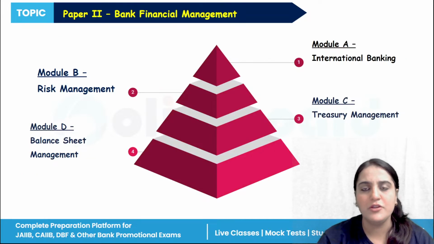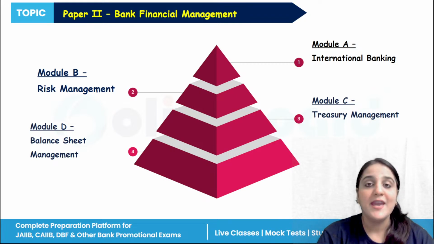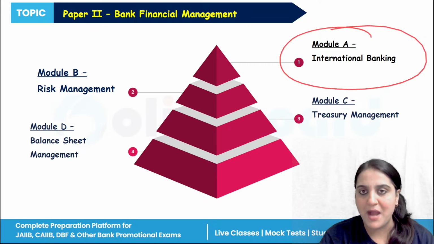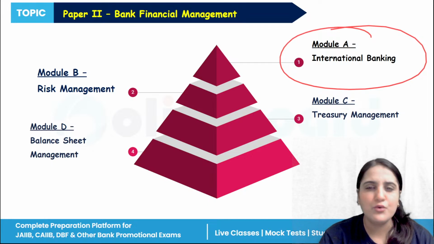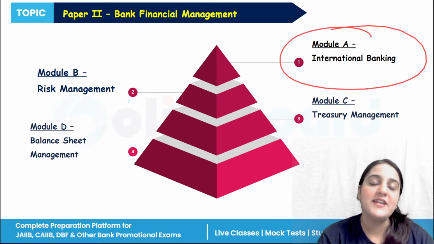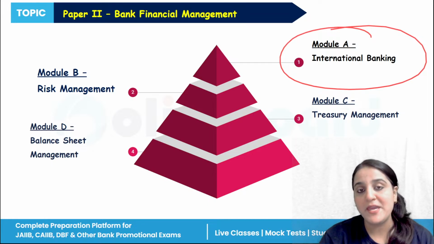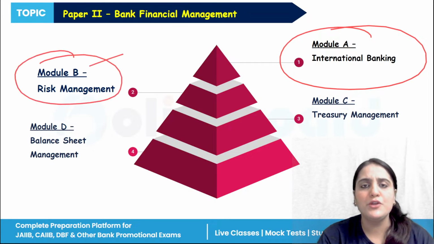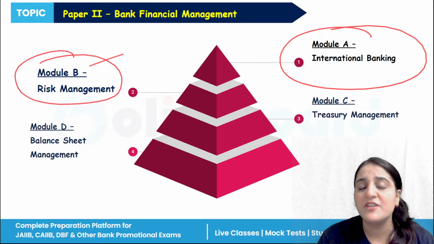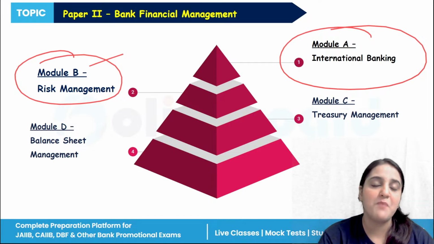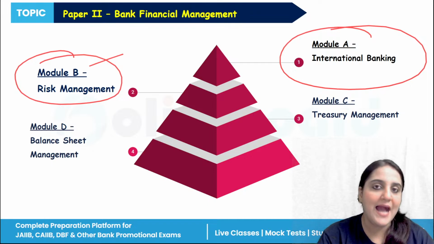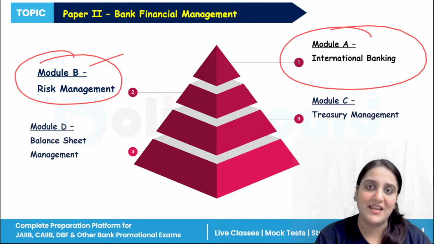If I talk about paper 2, that is Bank Financial Management, personally my favorite, the first module is dealing with international banking, in which you learn how to do trade at the international level. Module B is dealing with risk management. In this module you are learning about how to manage different types of risk which are faced by the banks. Module C is treasury management, and module D is balance sheet management.